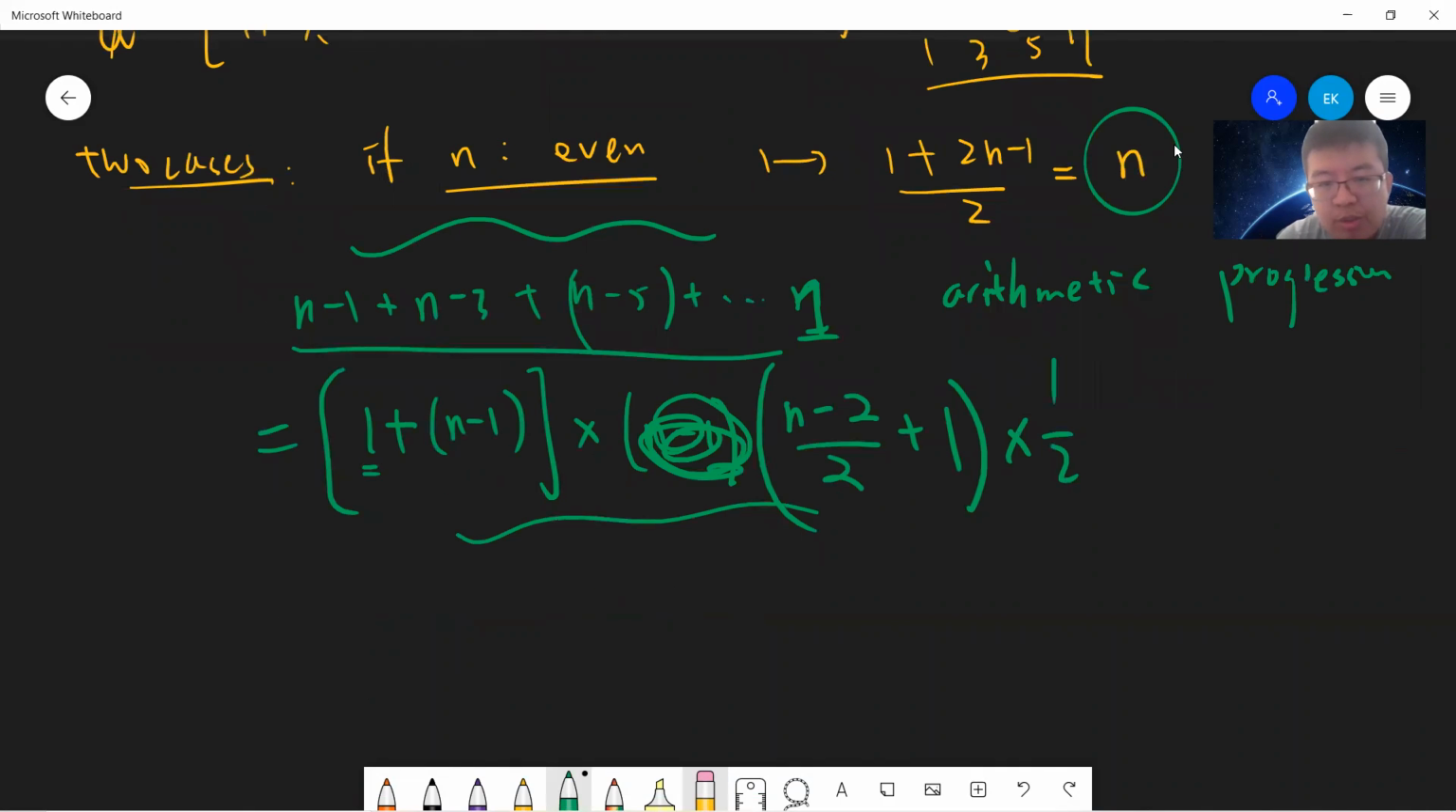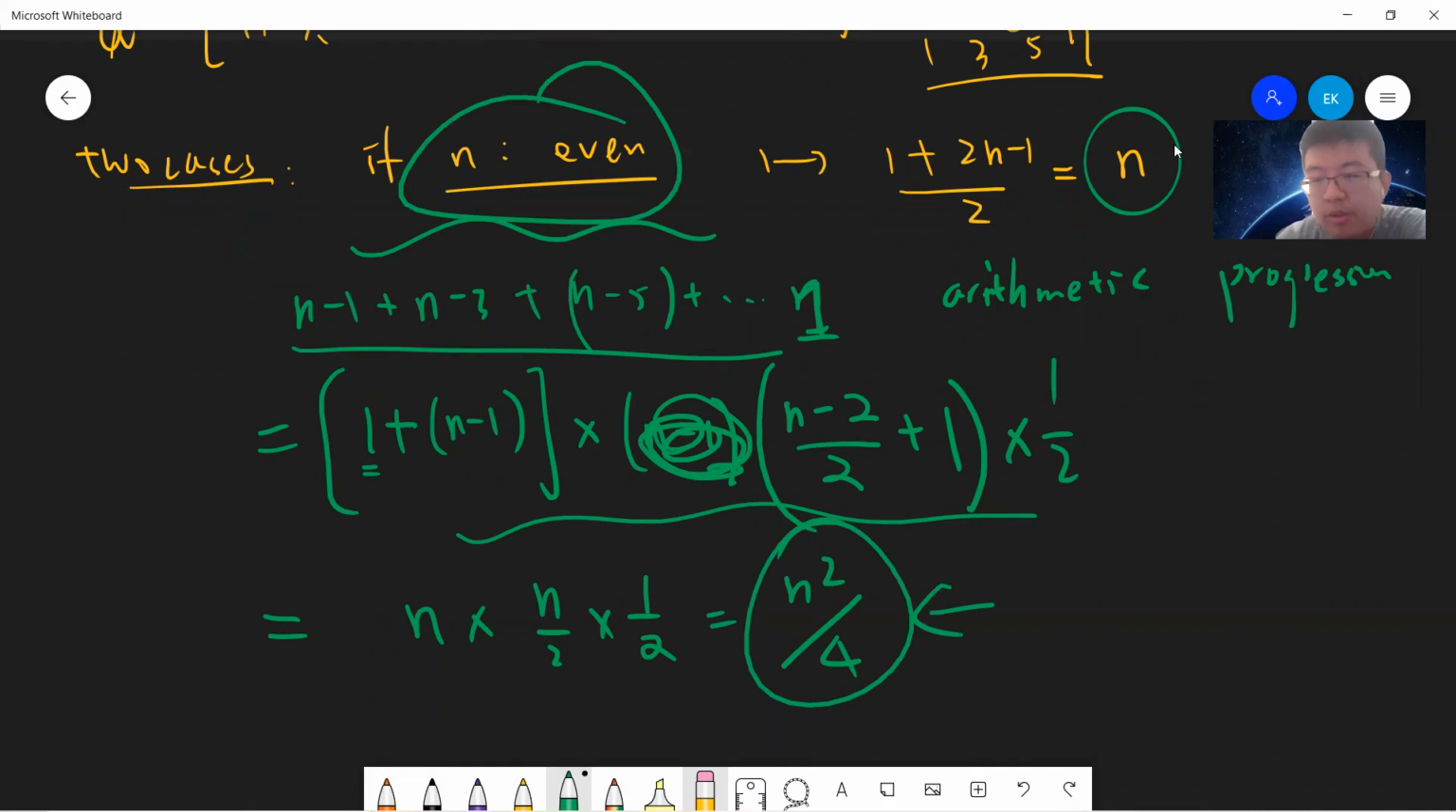So this is the summation formula. It will be n times n divided by 2, times 1 over 2. So it's n squared divided by 4. If n is even, the answer is n squared divided by 4.